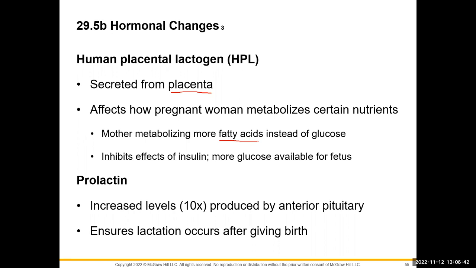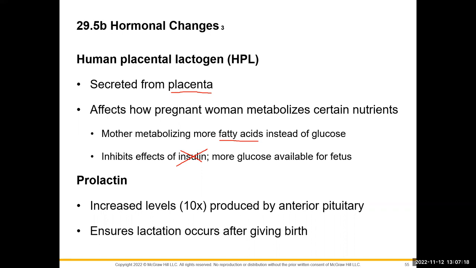But in order to help save the glucose for the baby, we need to shut down insulin in mom. Now, I'm not saying we're going to be shutting it all down, but it helps to suppress the effects of insulin so mom's body isn't absorbing glucose out of the maternal bloodstream. It keeps it in the maternal bloodstream so it can then move from the maternal bloodstream into the fetal bloodstream. And so we save the glucose for baby.